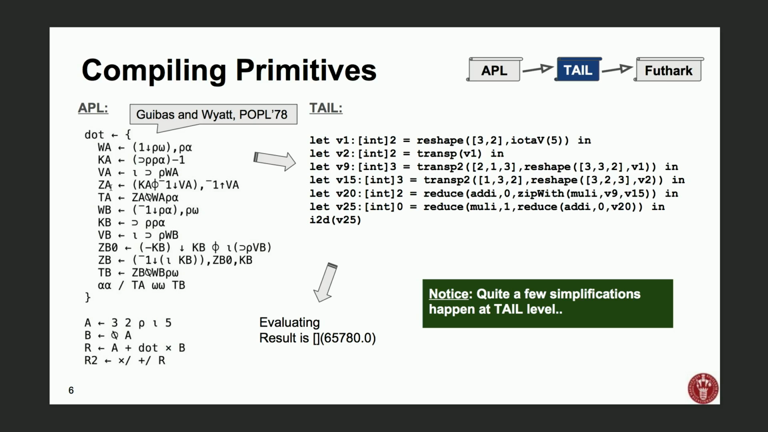A little bit more, how do we deal with all the primitives? Looking up in the literature, there are lots of definitions of primitives available. For instance, here's one from Guibas and Wyatt in the POPL 78 paper, where you define the inner product as something working on arbitrary ranks. That means that we can basically specialize this code for each use. So we really have a prelude which looks like this, and then when that is compiled and the dot here is used, we'll see it here.